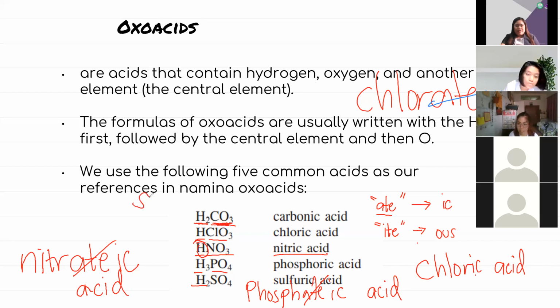This, class, SO4, is sulfate. But for this one, get rid of the ATE and replace it with IC. But it is not called sulfic acid. Bring back the UR of sulfur. So the correct name for this is sulfuric acid.